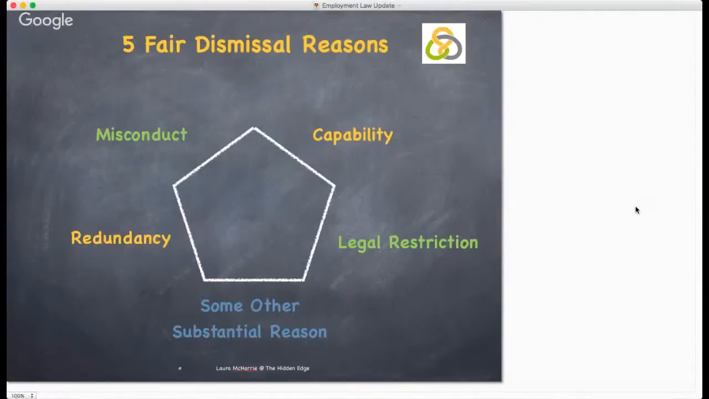There are 5 fair dismissal reasons: misconduct, capability, redundancy, legal restriction, and some other substantial reason. There used to be a 6th reason, retirement, but the default retirement age was abolished in 2011.